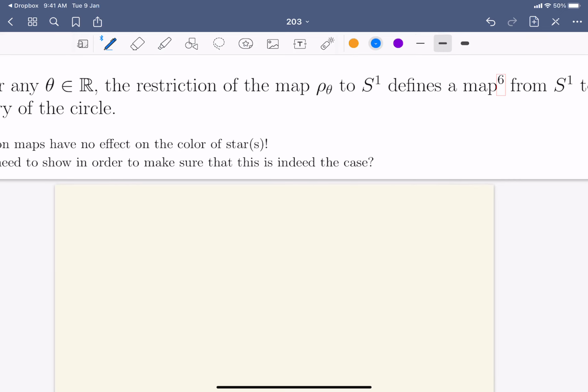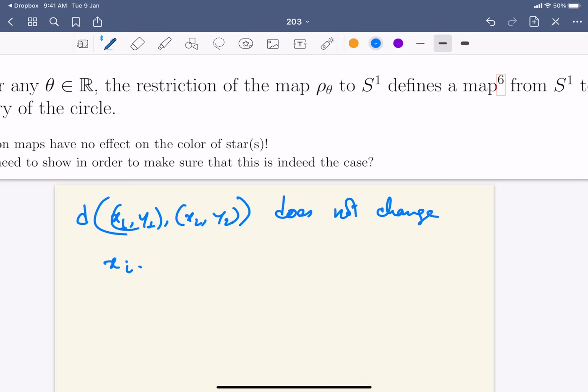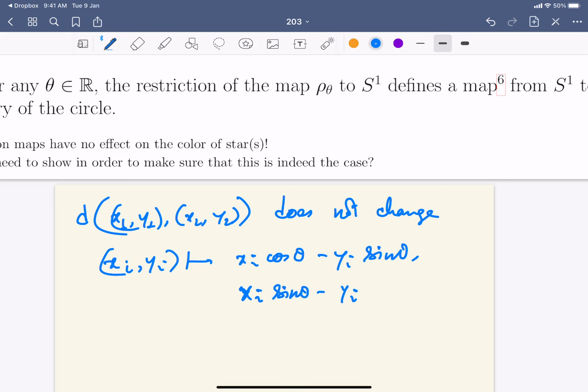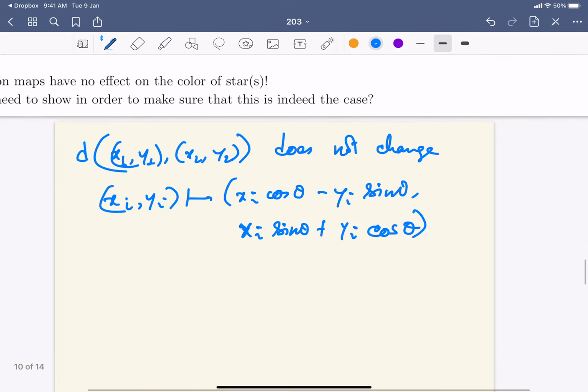As I stated in the very beginning, the distance between two points x1 y1 and x2 y2 does not change when you replace xi yi by xi cos theta minus yi sin theta, and then xi sin theta plus yi cos theta. Oops, sorry, it should be plus, with this point.